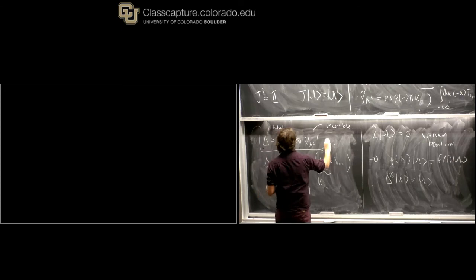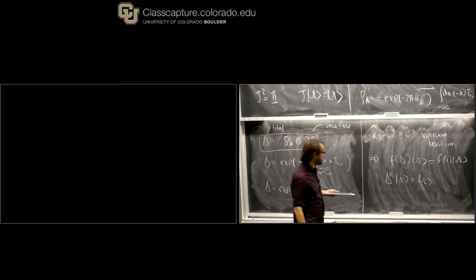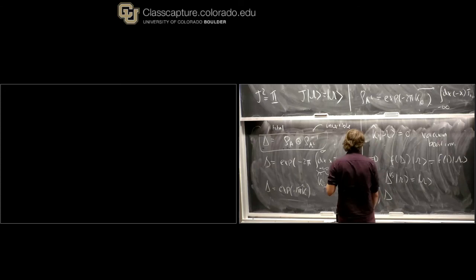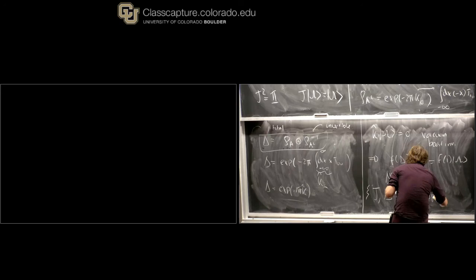Okay. So just to preview, I've introduced two objects that will play an important role. This J operator, which is an anti-unitary operator, which flips A and A complement. And this delta, which is related to this boost operator in this case. And these are called the modular operators. And this is the thing that survives the continuum limit.